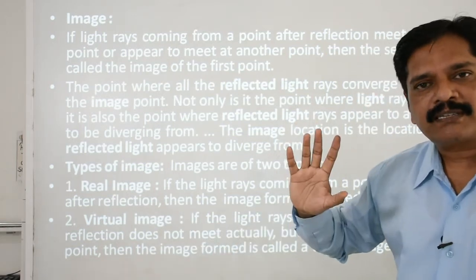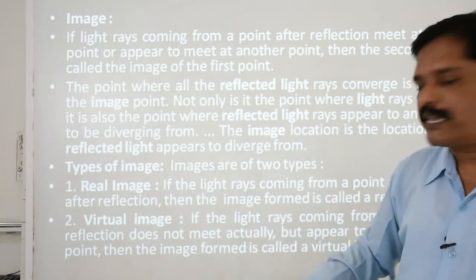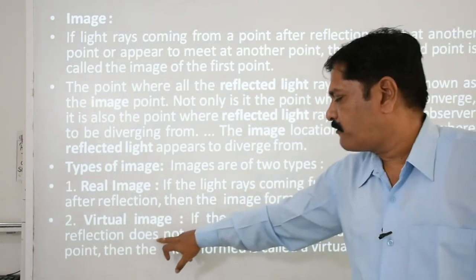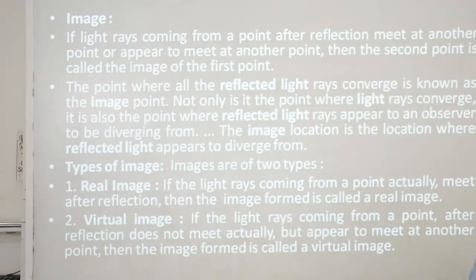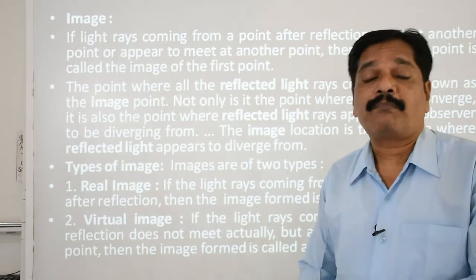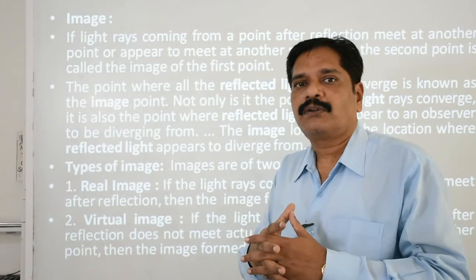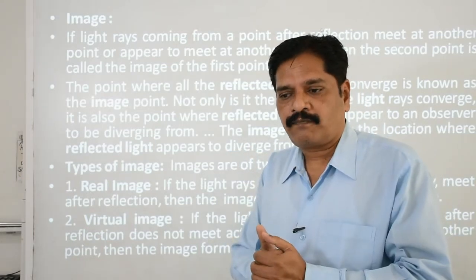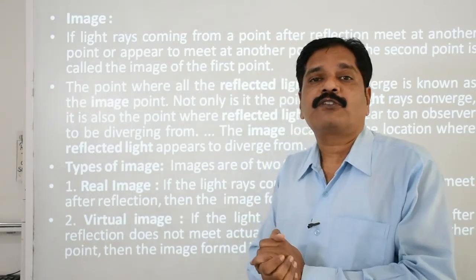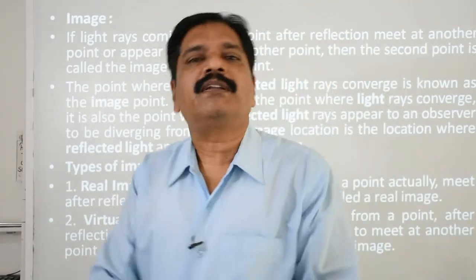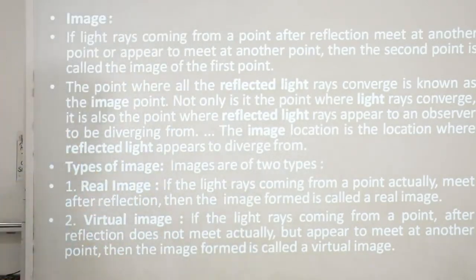And what is the virtual image? Virtual means false, which is believed to be like that. So if the light rays coming from a point after reflection do not actually meet but appear to meet at another point, then the image formed is called the virtual image. Basically the convex mirror and the plane mirror form virtual images. Here it seems to appear, but the rays do not actually intersect or meet each other. So this is the virtual image.